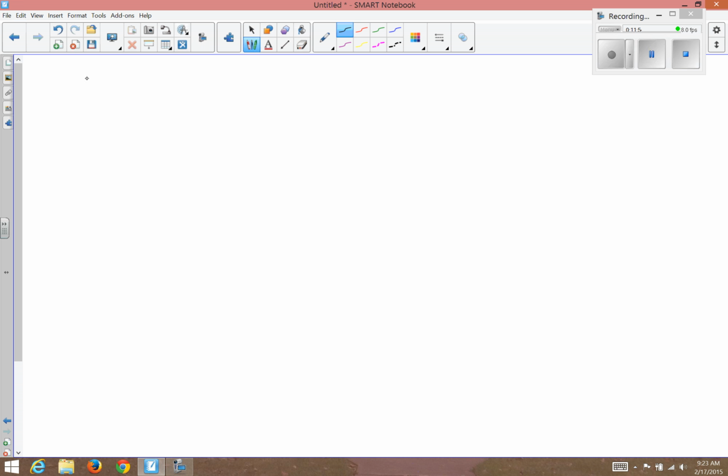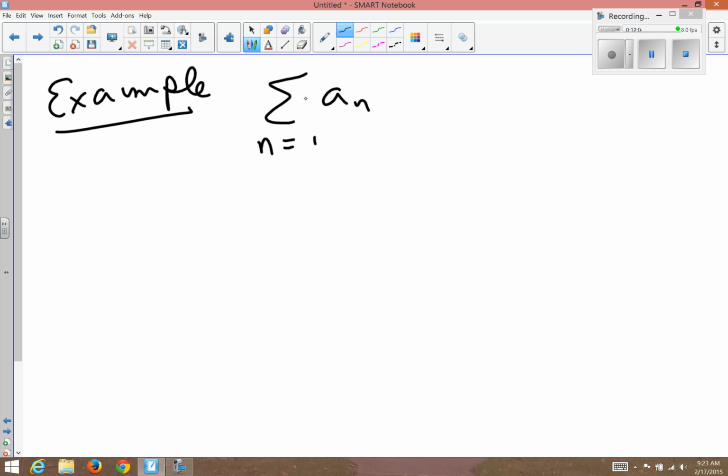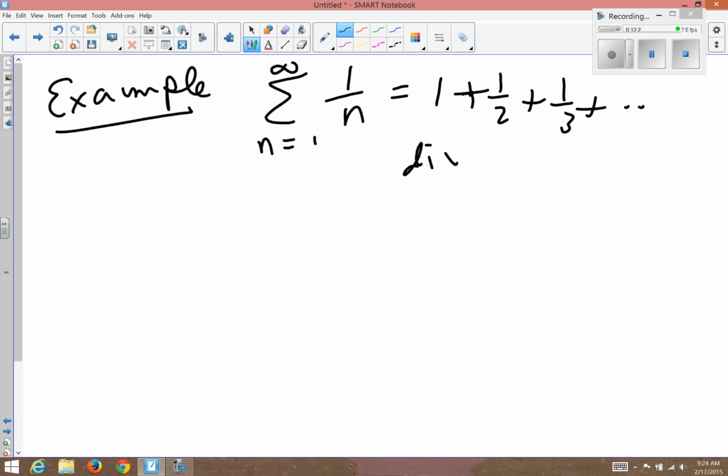An example is the harmonic series. Sigma a sub n, n going from 1 to infinity. I meant to say sigma 1 over n. This series, which is 1 over 1 plus 1 over 2 plus 1 over 3, etc. It's called the harmonic series. We already know that it diverges. We just saw that example. But we could prove it a different way.